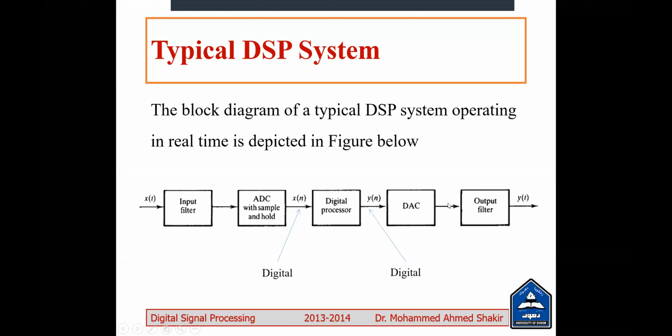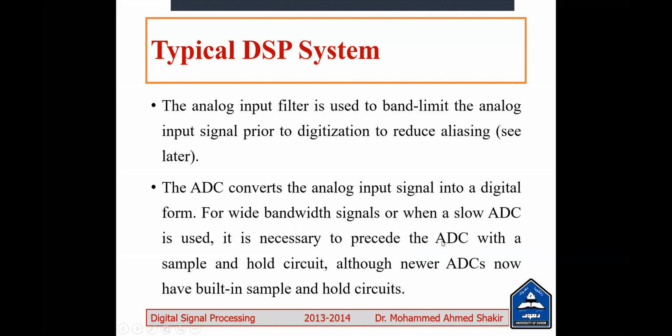At this point, the signal is analog, but in the form of a staircase. I'm going to show you what is going on. Finally, we have an output filter, which is again a low-pass filter, used to remove high frequency components in the signal. Of course, these points illustrate what we have talked about. The analog input filter is used to band limit the analog input signal prior to digitizing, to reduce aliasing, to be seen later.